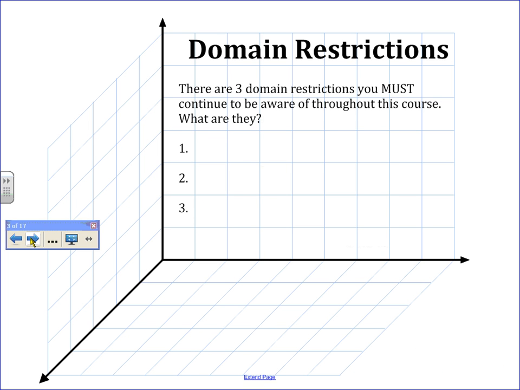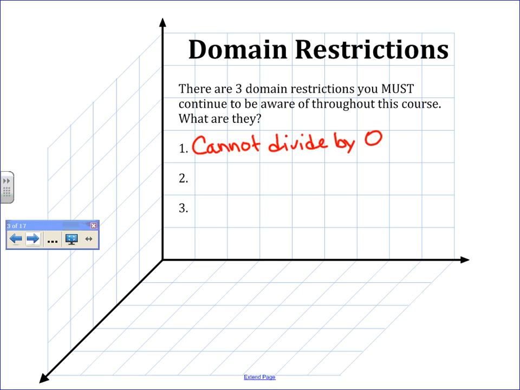Next, domain restrictions. There are 3 domain restrictions that you must continue to be aware of throughout this course. What are they? Well, we cannot divide by 0. Or in other words, 0 can't be in the denominator.